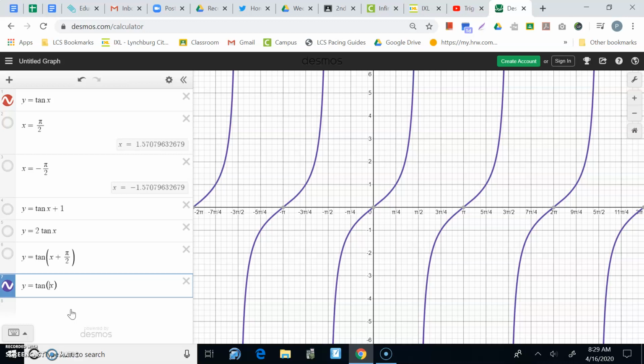So all these graphs can be done with cotan of x as well. It'll basically work the same, except everything is going to look like it's sloping down the hill instead of up the hill. All right, thanks for watching.